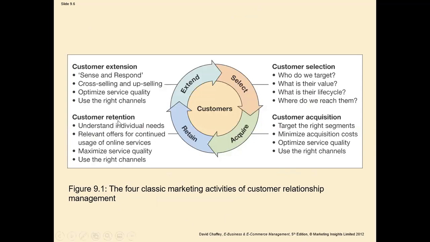So this diagram shows the marketing activities, the four marketing activities which we have discussed up to now. The four classic marketing activities of customer relationship management are customer selection, customer acquisition, customer retention, and customer extension. Under customer selection, what do we consider? Who do we target? We consider that. What is their value? I told you what the customer value is. And we consider what their life cycle is. In the customer journey, in the customer life cycle, in which stage are they? Or what kind of life cycle do they have? Then we also consider where we reach them. Where is the best place to reach out to them, right? What is the best platform?